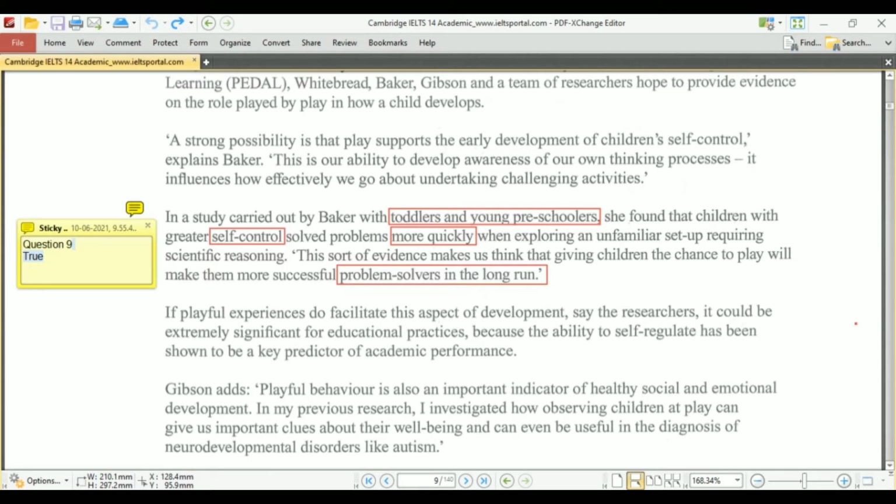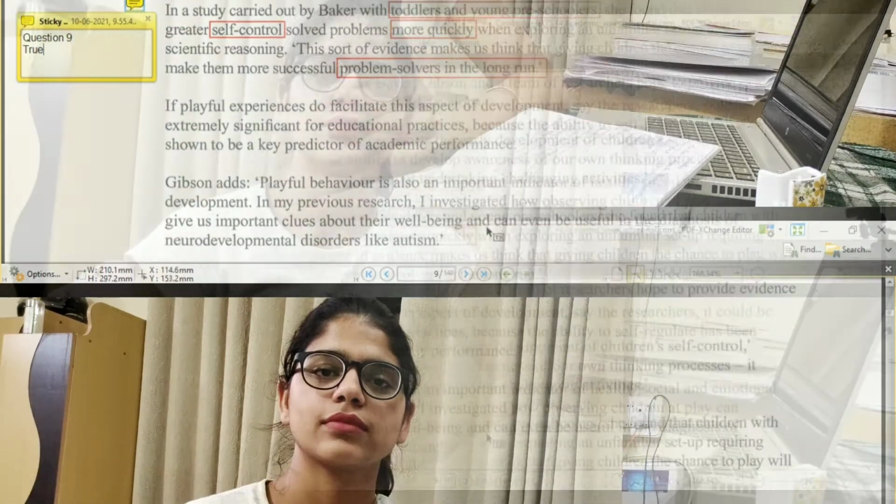Do not forget my rule for true. True is the one which has the same content. Here they talk about the same students, their children, and their self-control, and they are more likely to do well in the future, in the long run. And the same thing was discussed in the question as well. So if the things are exactly the same, and the meaning is exactly the same, then this is true. I hope you got it.